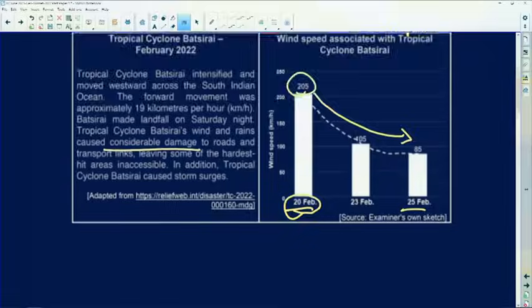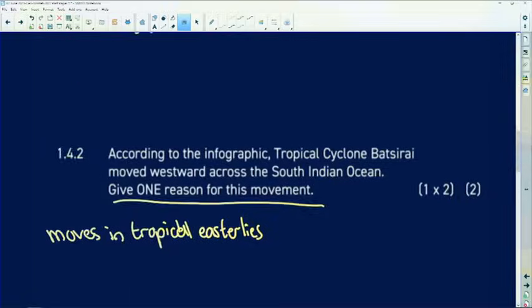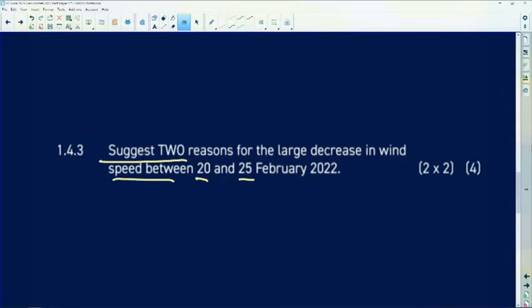There's no source of energy, latent heat, evaporation, nothing like that. Like I've mentioned, it needs ocean temperatures above 27 degrees Celsius. When it moves over land, not only is there no source of energy, friction is being created because of the uneven topography that's being experienced on land. So that answers our question, but let's go back to our question. And that's the reason why there's a decrease in the wind speed.